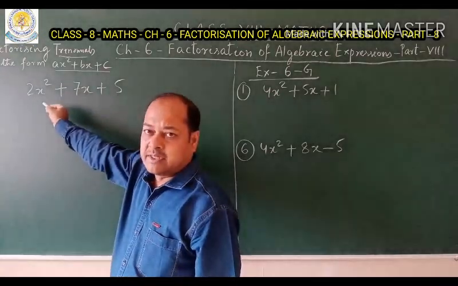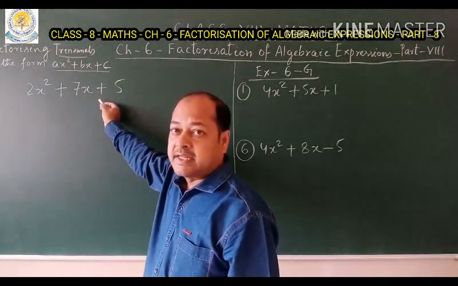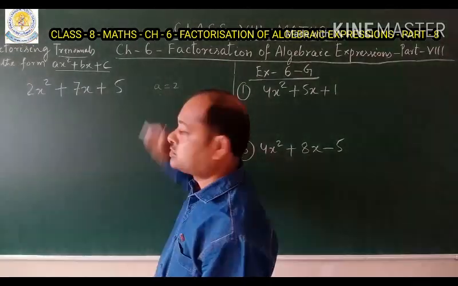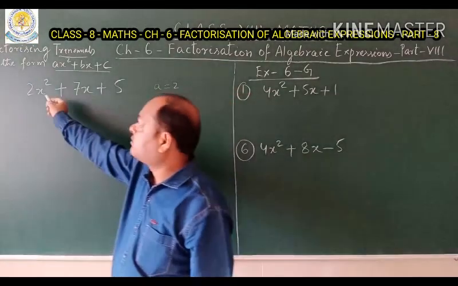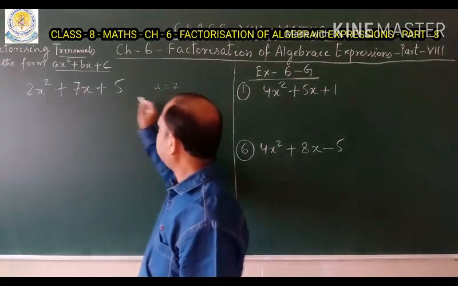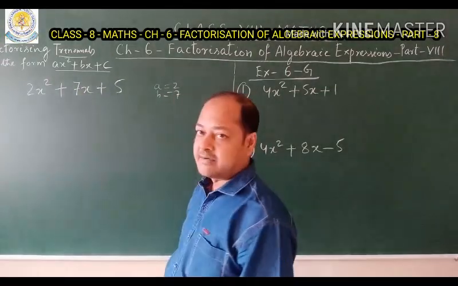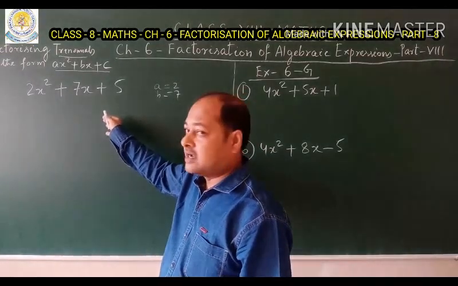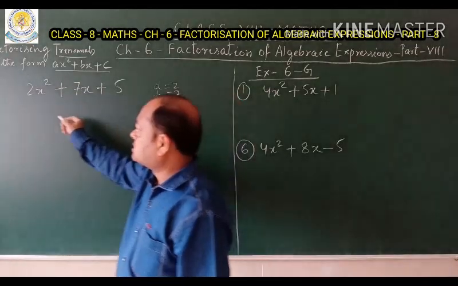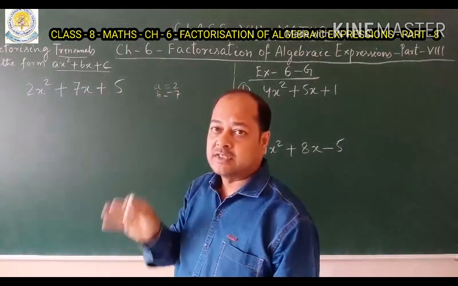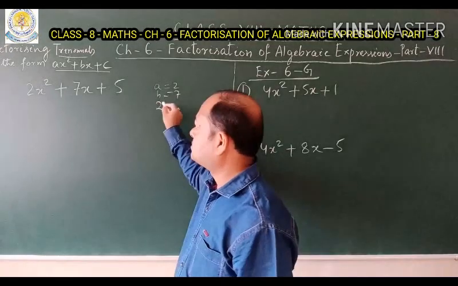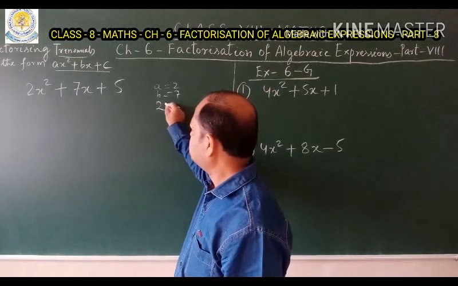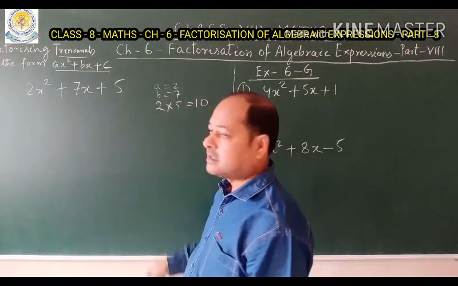So look at this example here, 2x square plus 7x plus 5. So what is a here? A is 2 here, because 2 is multiplied with x square. And what is b here? The b is 7. And we can factorize as I told in the last video. Just multiply 2 into 5, the first term into the last term. The coefficient is 2, and the last number is 5. So 2 into 5, that is 10.